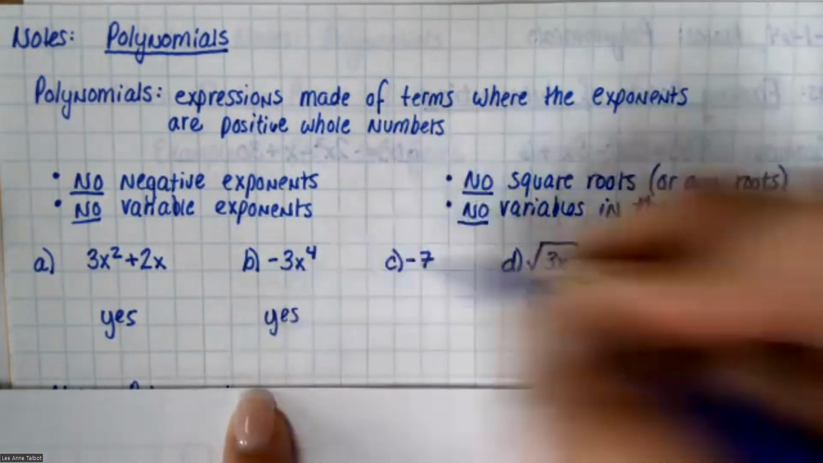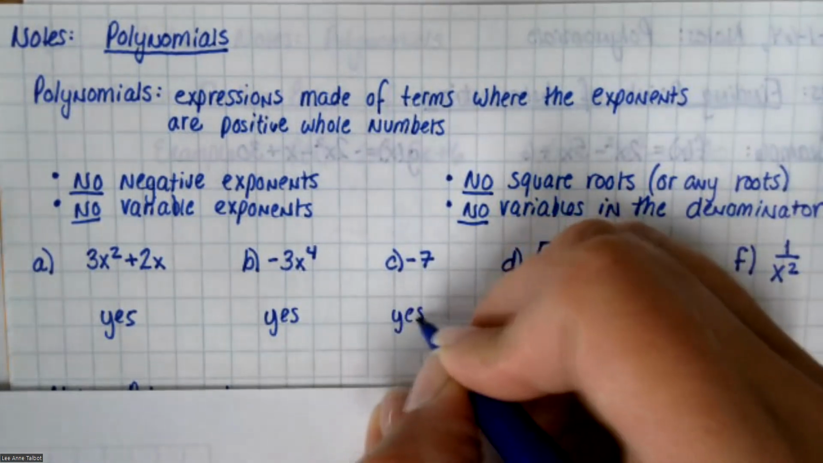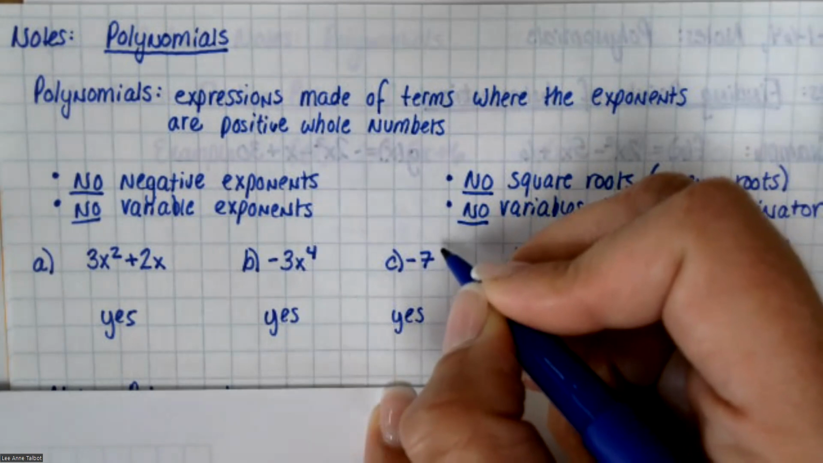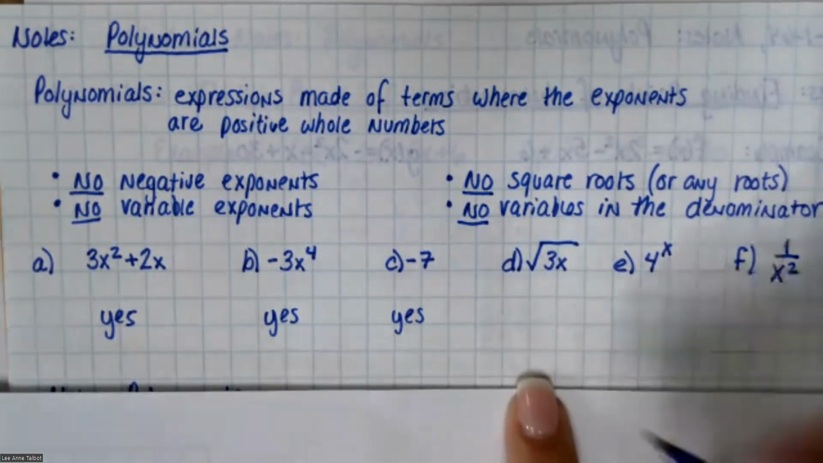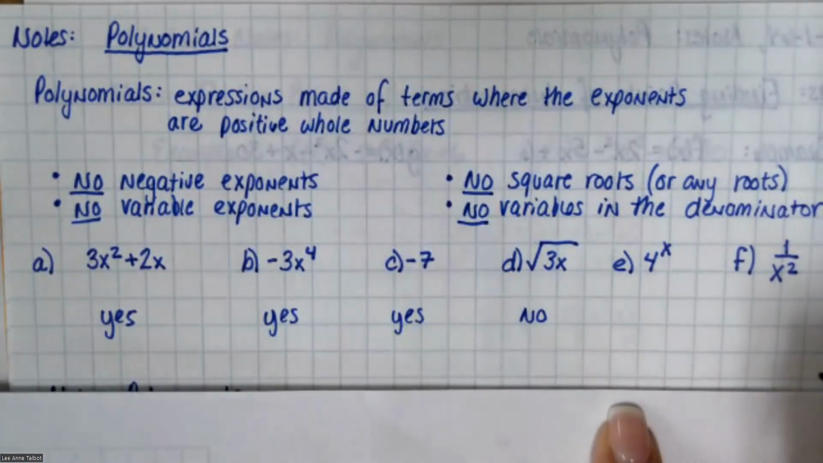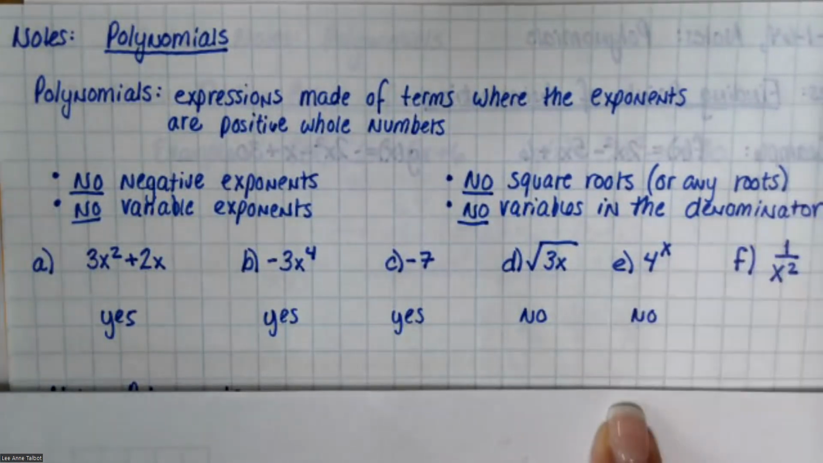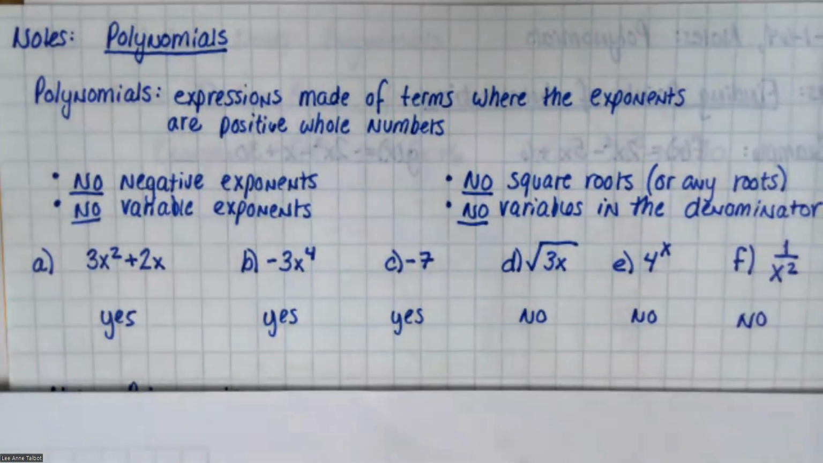Okay. This one. Yes. What is the exponent on this guy that we're just too lazy to write? 1. Perfect. And it's a positive whole number. Square root? No. Variable in the exponent? No. Variable in the denominator? No. And I am done.